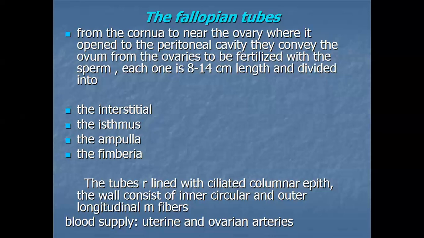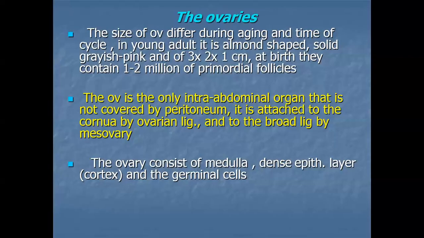The tubes are lined with ciliated columnar epithelium. The wall consists of inner circular and outer longitudinal muscle fibers, and the function of the cilia is to move and direct the oocyte toward the uterus once it is fertilized. So any abnormality in the ciliated movement will cause an abnormal condition. We call it ectopic pregnancy. The blood supply is from the uterine and ovarian arteries.